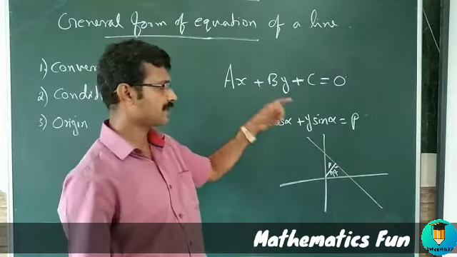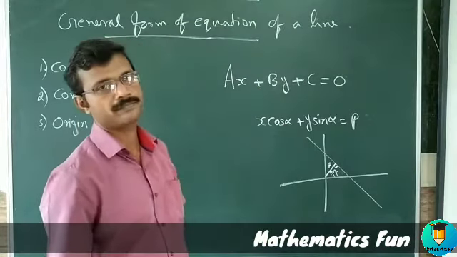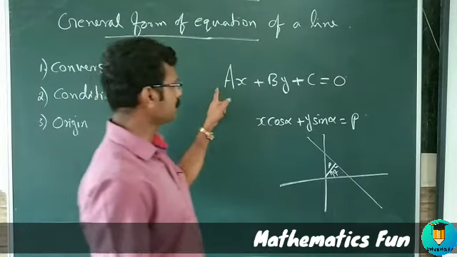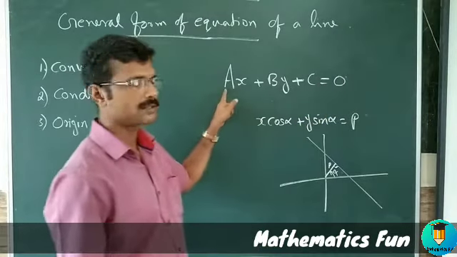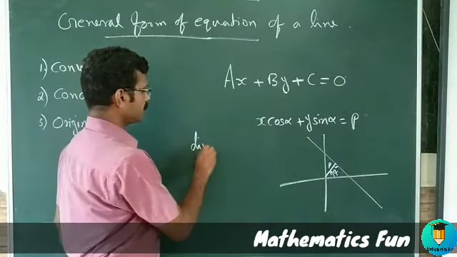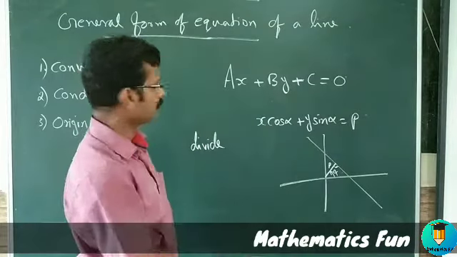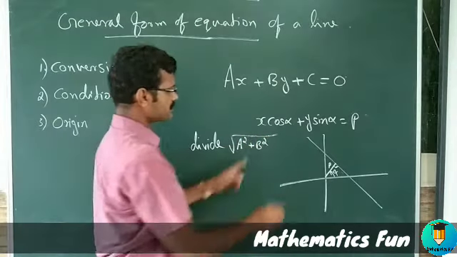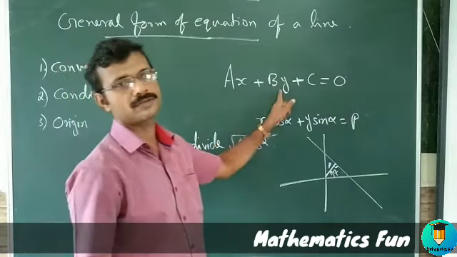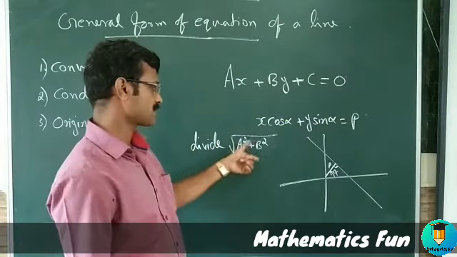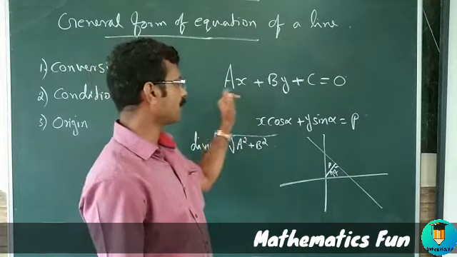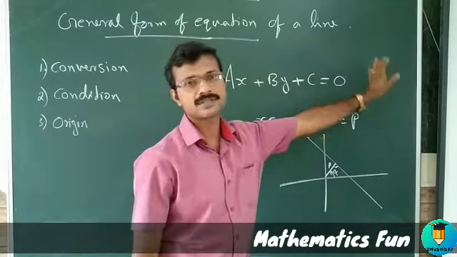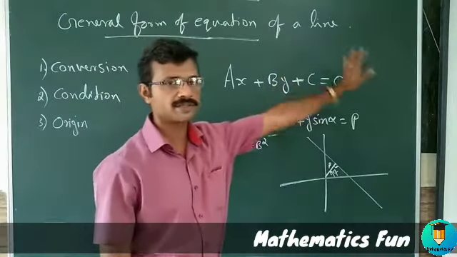So how can this equation be converted into this trigonometric form, known as normal form? For that, whatever the equation given, you have to divide all the terms by the square root of the sum of the squares of the coefficients of x and y. That is under root a square plus b square. You have to divide all the terms with this. After dividing, we will take the constant term to the other side.